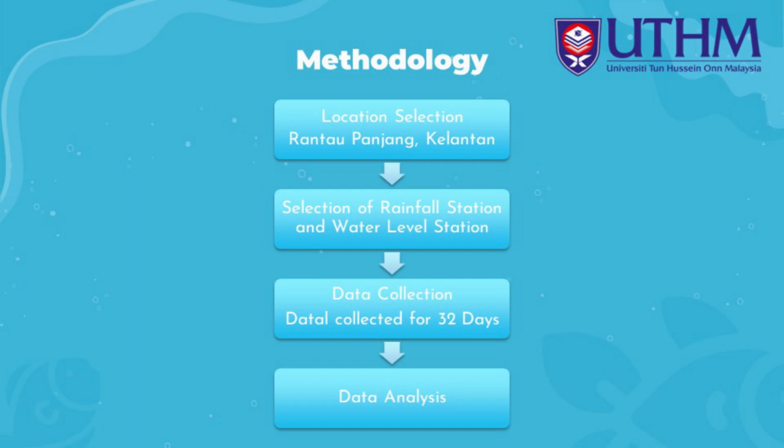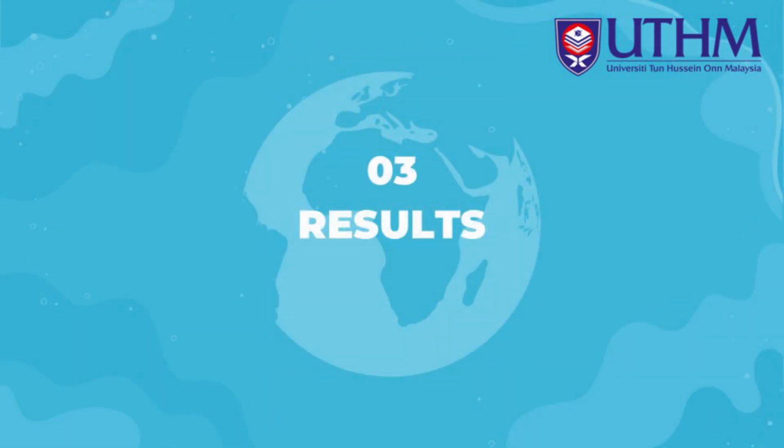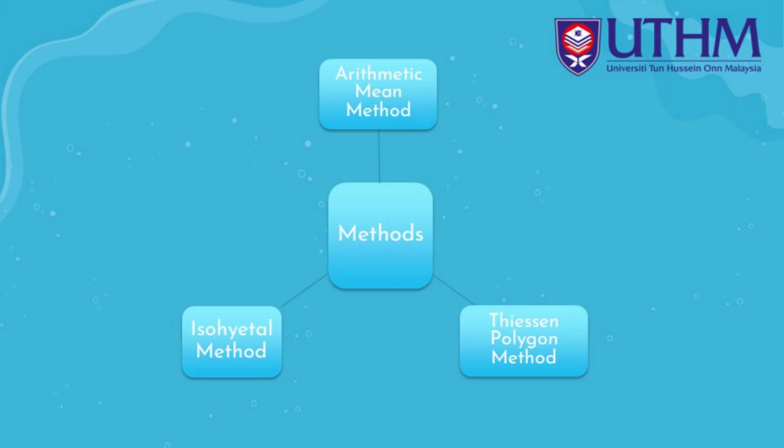According to our flowchart, first, we choose the location for our project, which is Rantau Panjang, Kelantan. Next, we choose the rainfall and water level stations, which are 3 stations and 1 station respectively. And then we go through data collection, where data is collected for 32 days. And lastly, we go through data analysis. We use 3 methods to calculate the results. First, the arithmetic mean method. Second, the Thiessen polygon method. And third, the isohyetal method.